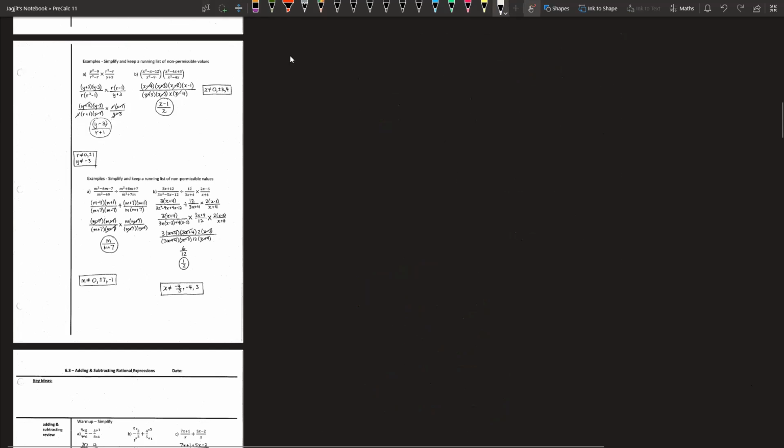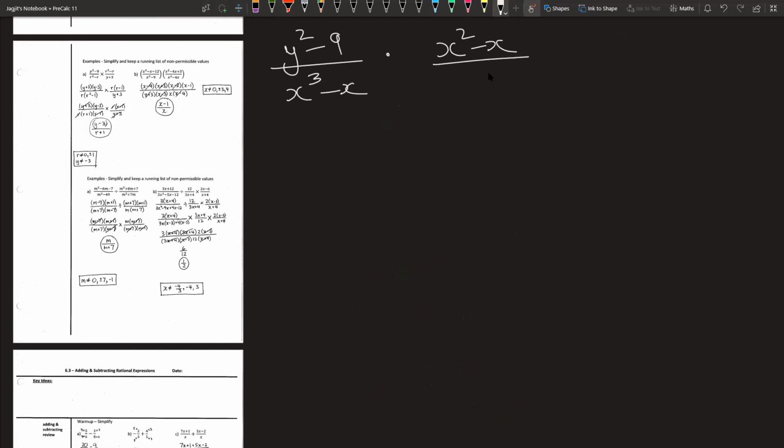Okay, let's do more complicated stuff. First example, we have y squared minus 9 divided by x cubed minus x. We're multiplying it with x squared minus x. And at the bottom, we have y plus 3. So guys, as a first step, we should factor everything out.